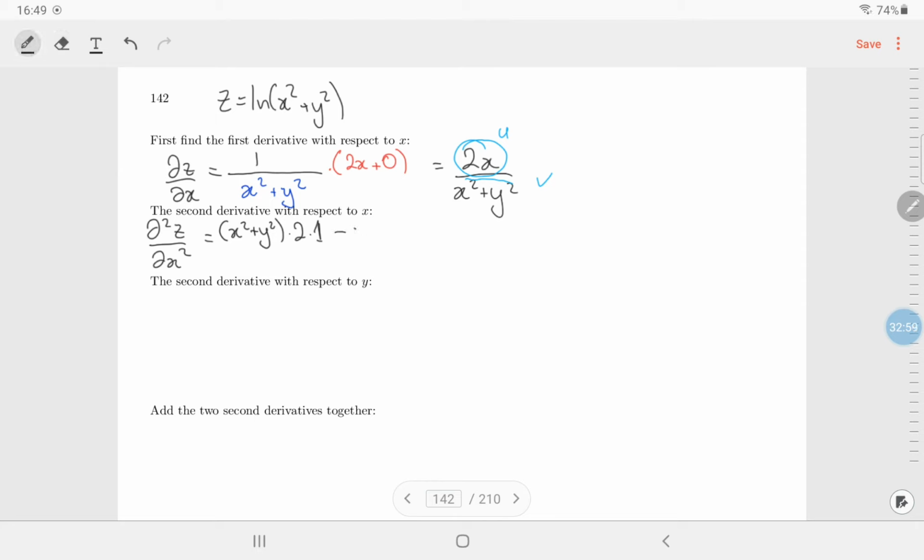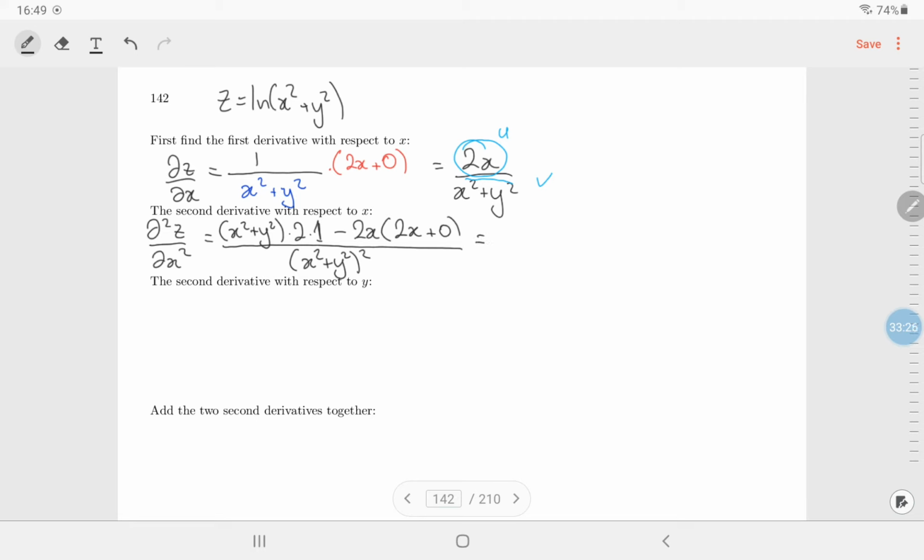Minus the top by the derivative of the bottom. So I need to differentiate the bottom with respect to x. Derivative of x squared is 2x, plus, now with respect to x, y is a constant, so is y squared, so the derivative of y squared is 0. All divided by the bottom squared, and usually you'll never multiply out the bottom. There's no real reason usually ever to multiply out the bottom.